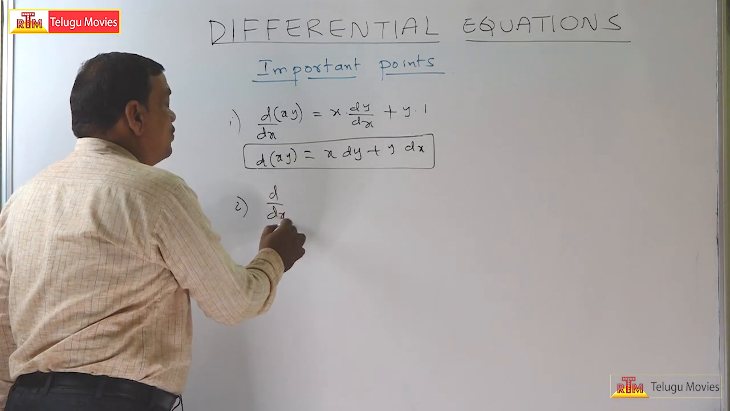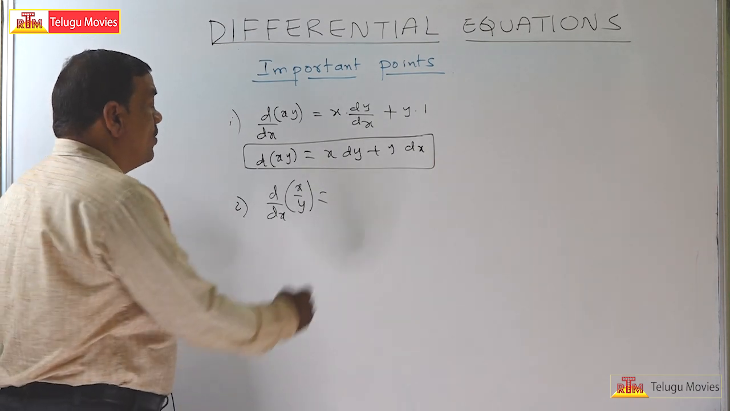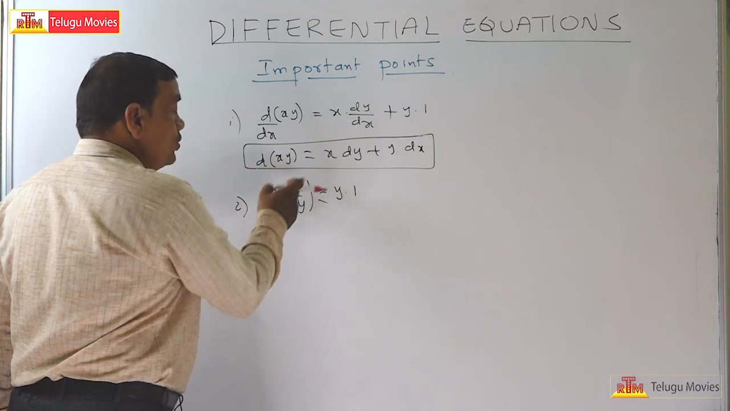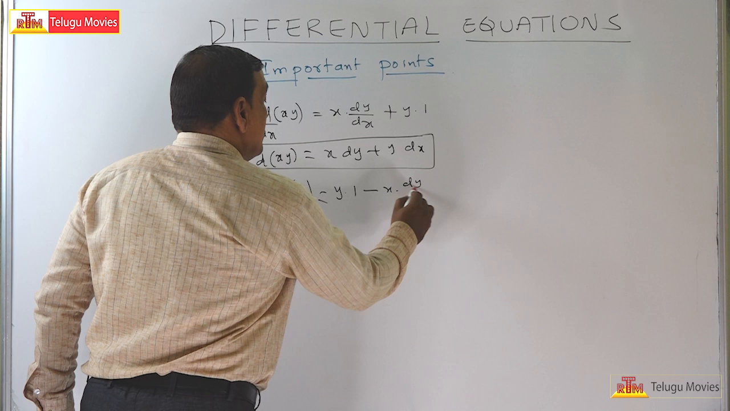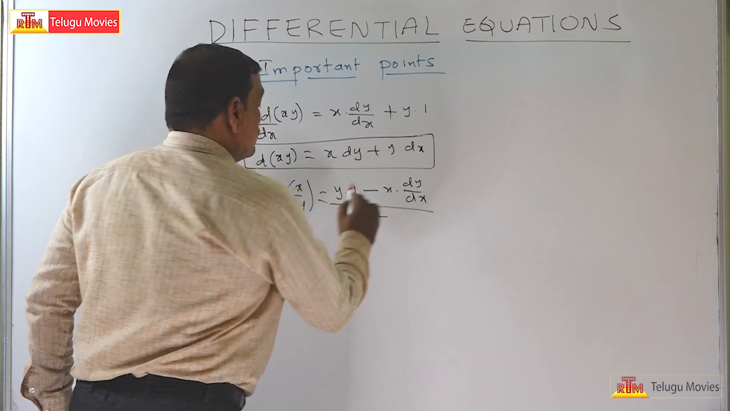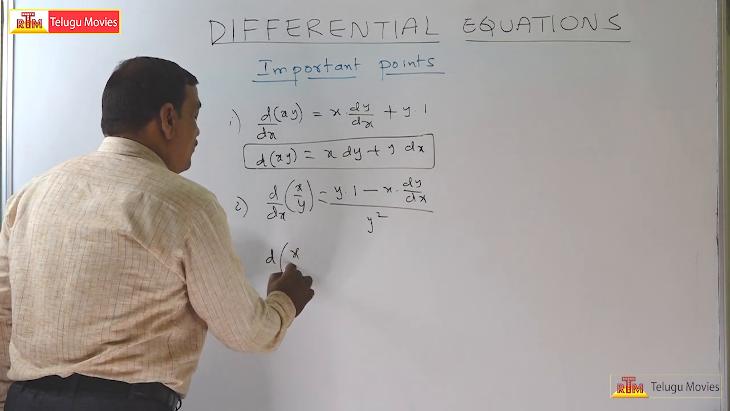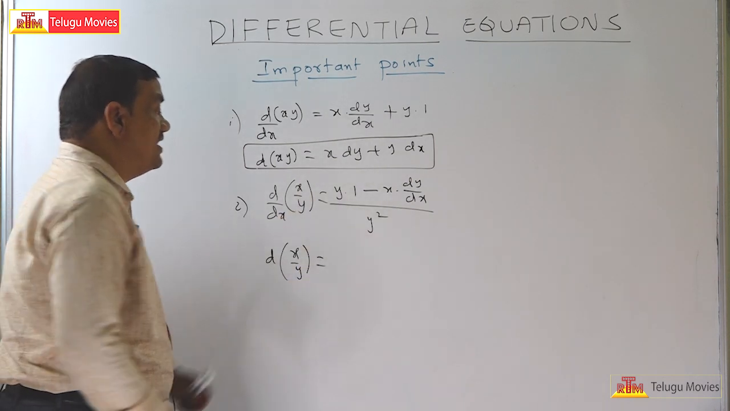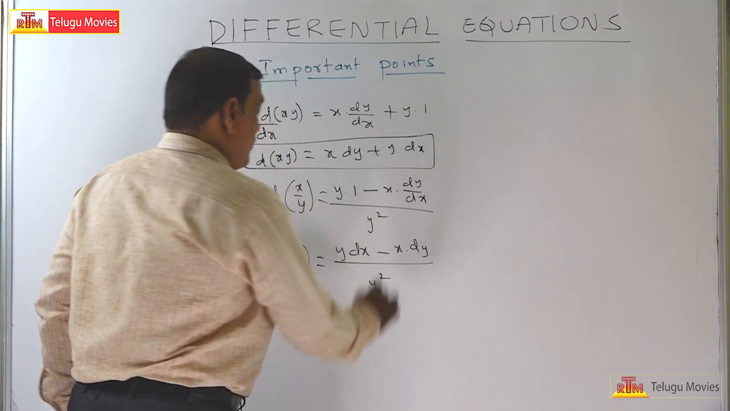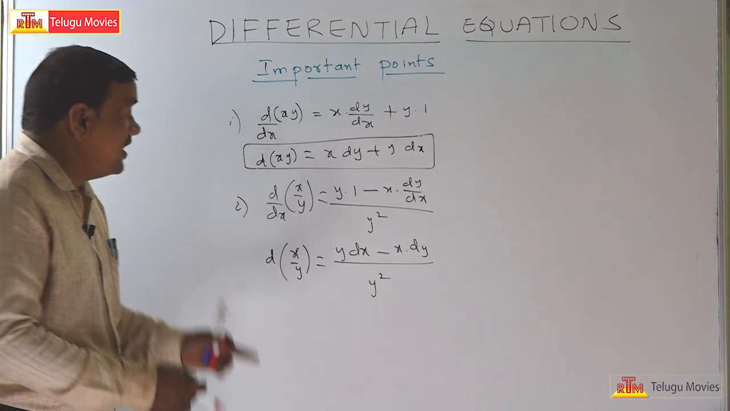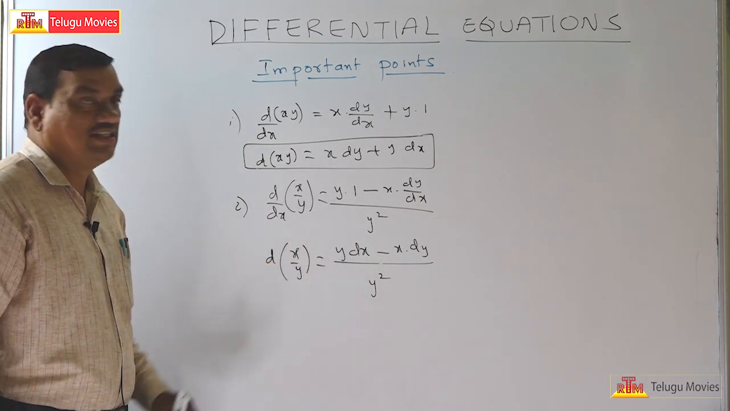What is the derivative of x by y? This is a quotient rule. So what is the quotient rule? That is, for u by v, v into du by dx minus u into dv by dx, whole divided by y square. Now take the dx to the right hand side. The derivative of x by y is equal to y into dx minus x into dy, whole divided by y square. So in our course, whenever you get y dx minus x dy by y square, you can write down the derivative of x by y.